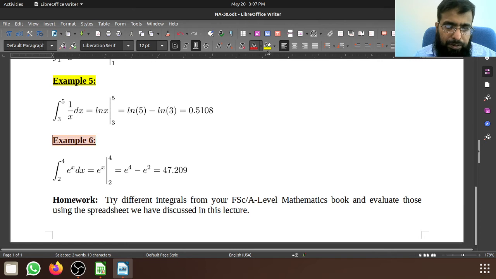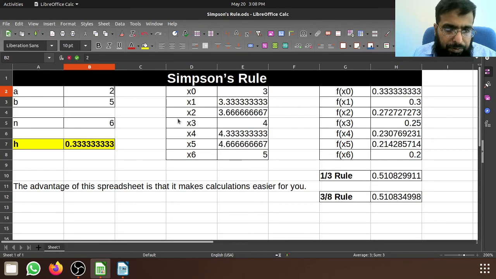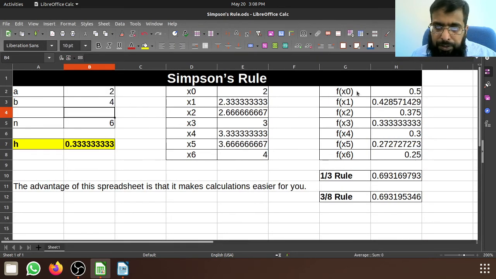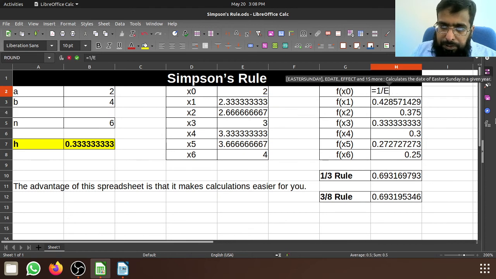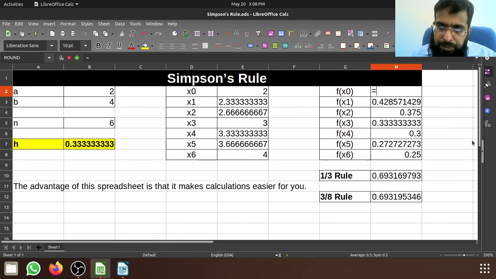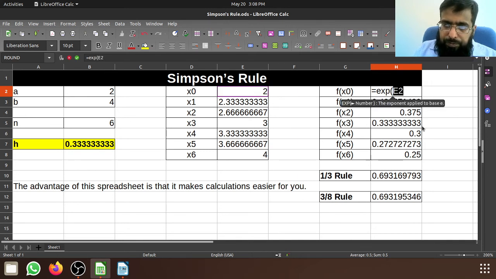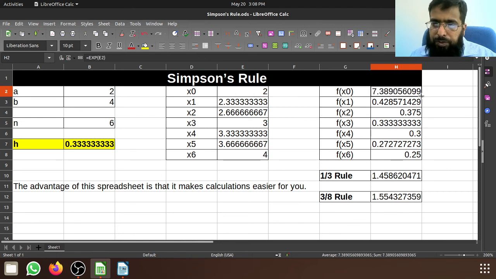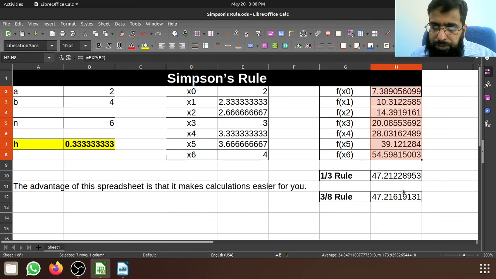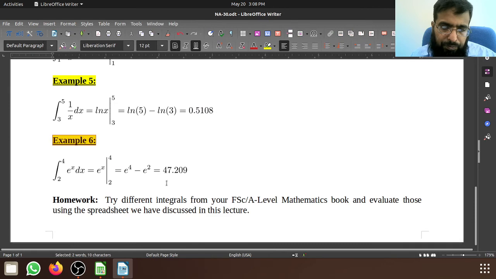And then e to the x, f of x is now e to the x, and the limits are from 2 to 4, right? 2 to 4, and this is e to the x. I think it's exp to the x, this one, right? And you can copy this formula for all other cells, and you get the answer 47.21. Let's see what the exact answer is. 47.209, exactly the same answer.